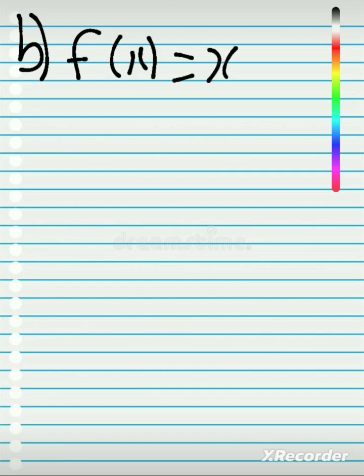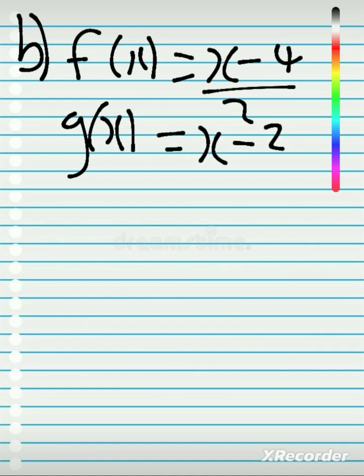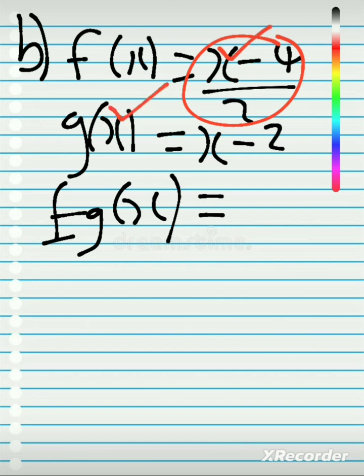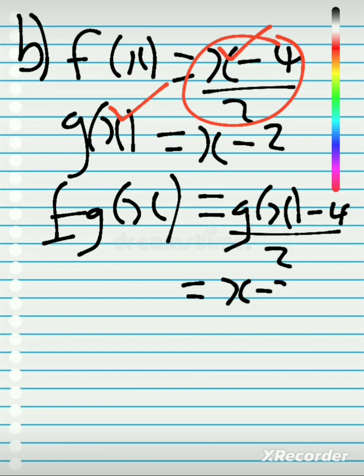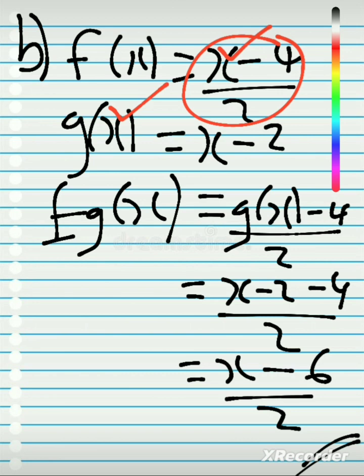B, it's a compound function. So 6b, it's a compound function. We have f(x), we know it's (x minus 4) over 2, and g(x), we know it's x minus 2. They want f(g(x)), which simply means on f, where there is x, you put g(x). So it's going to be (g(x) minus 4) over 2. What's our g(x)? Our g(x) is x minus 2, so (x minus 2 minus 4) over 2. If you want, you can even put it in brackets. So it's going to be x minus 2 minus 4, it's negative 6, over 2. So this is the answer.